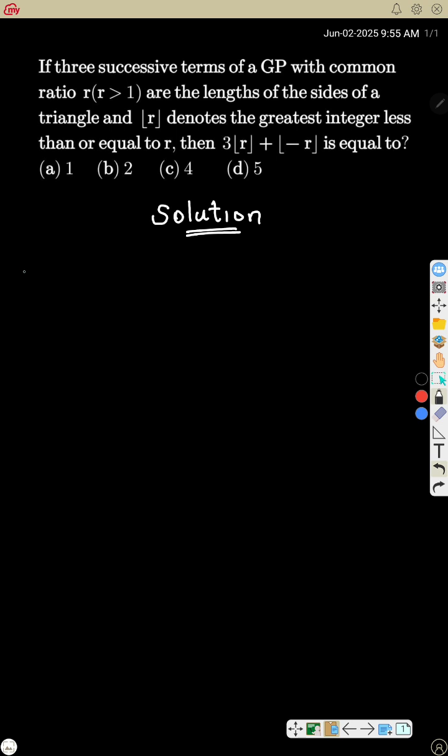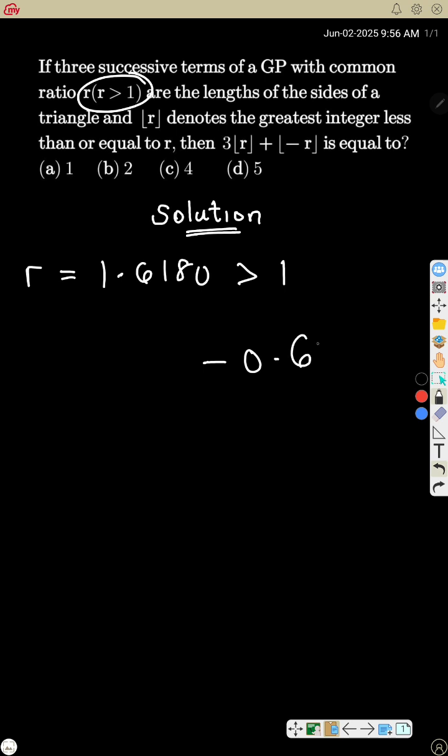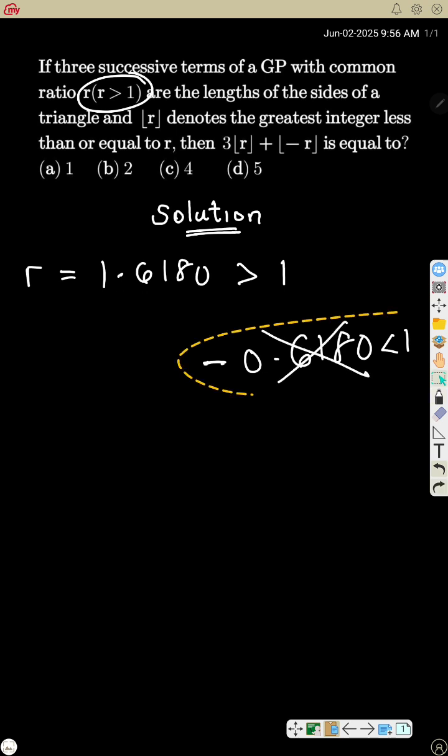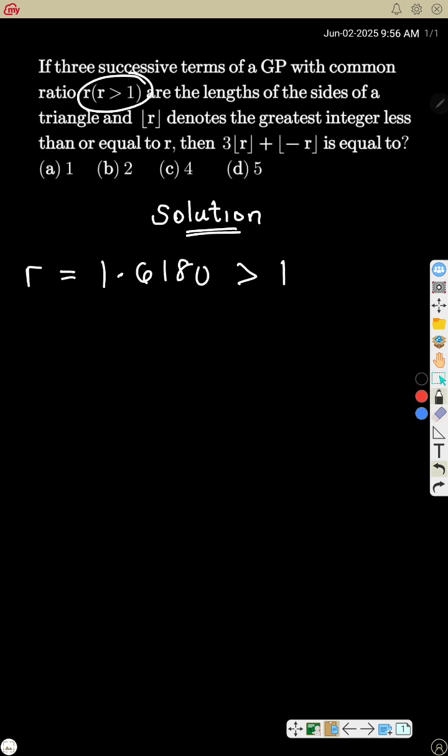So the way I show it in the formula method, r is 1.6180. We'll consider this because it is greater than 1 according to the question. The other answer is minus 0.6180. Because this number is less than 1, we ignore it. So I only pick this one, so take note as the answer for r.